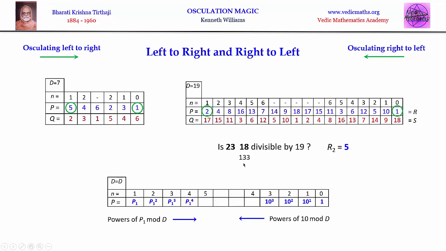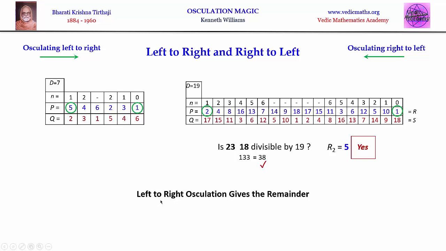Now it may not be obvious that that's a multiple of 19, but we can repeat. We can split 1 and 33 apart and multiply the 5 by the 1 and add on the 33 to get 38, which is a multiple of 19. So this is quite nice, and actually it has advantages over the right to left oscillation because it always gives the remainder. The final result is the remainder, which is very useful in factorisation.